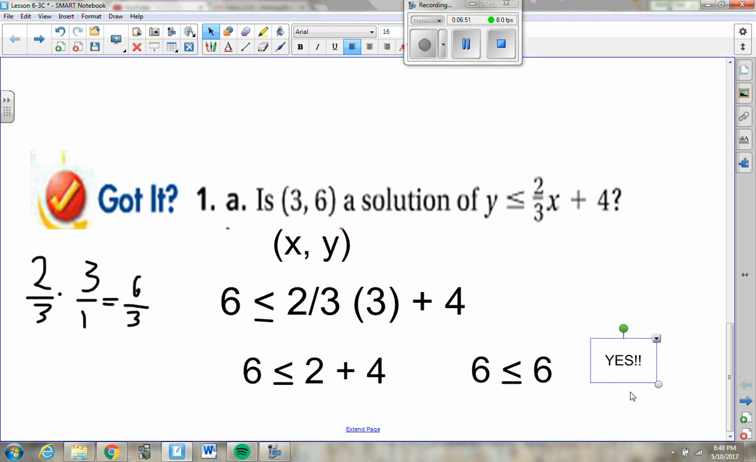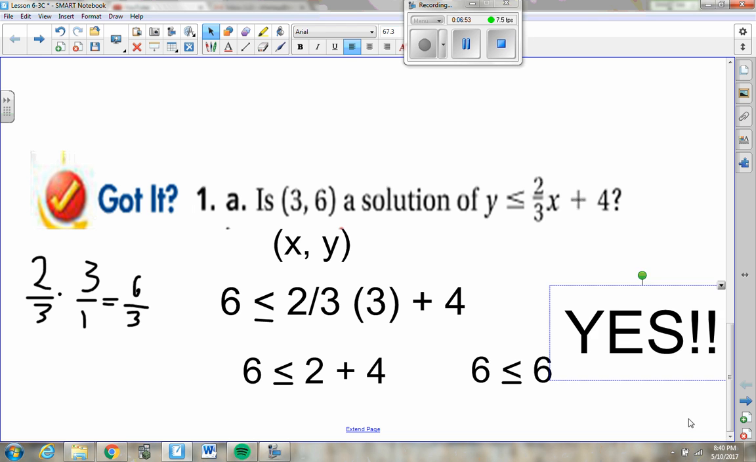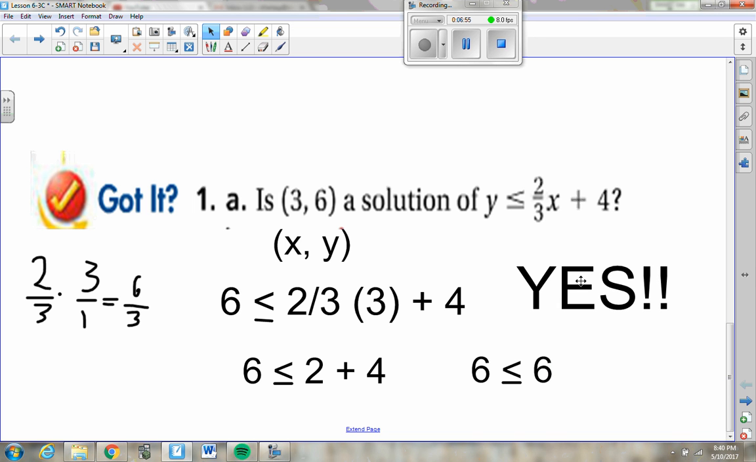Now this one is a little bit tricky because 6 is actually exactly equal to 6, but that's okay. 6 is allowed to be equal to 6 in this case. If there was not an equal to line there, then we'd have to say no because 6 isn't smaller than 6. It's exactly equal to 6. So the answer here is yes because of that equal to piece right there.